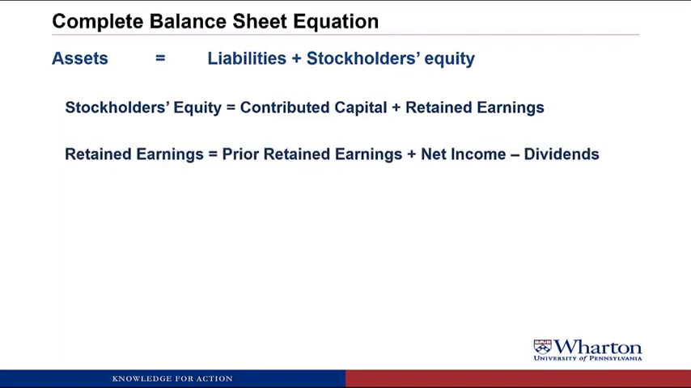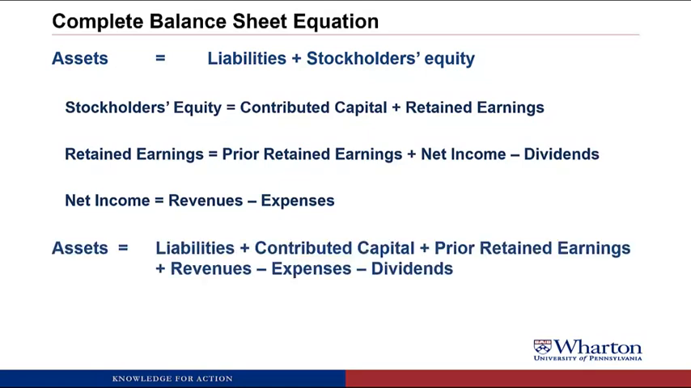Retained earnings is going to equal whatever retained earnings were at the beginning of the period, plus any net income earned during the period, minus any dividends paid out to shareholders. That's why it's called retained earnings, because it's the earnings or net income less any dividends paid out. And then net income, as we talked about in a prior video, is revenues minus expenses. So if we put all of this into the balance sheet equation, we get one big complete balance sheet equation, which is assets equal liabilities plus contributed capital plus your prior retained earnings plus revenues minus expenses minus dividends that you pay during the period.